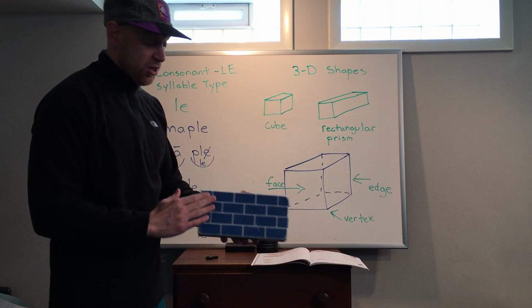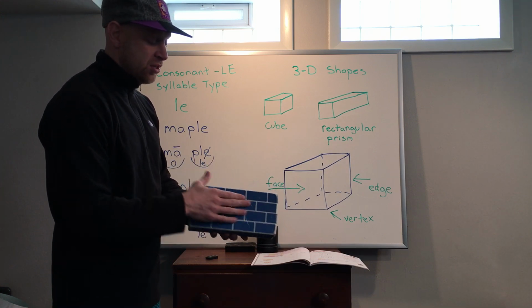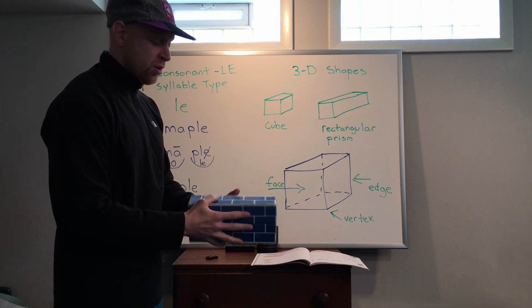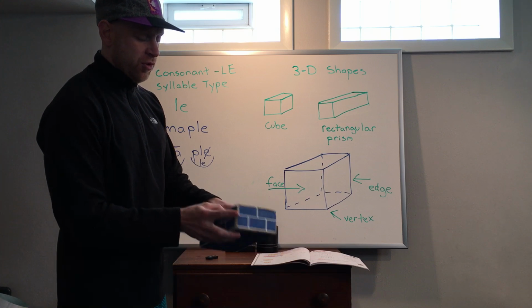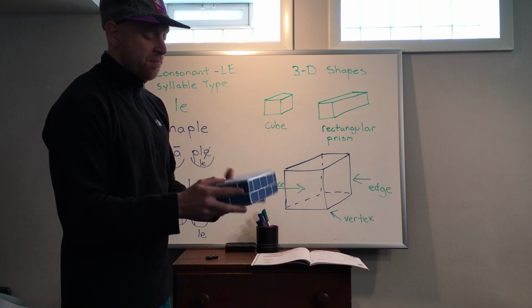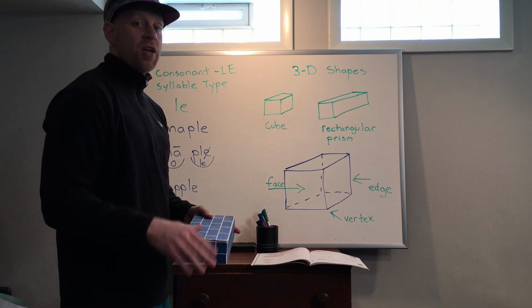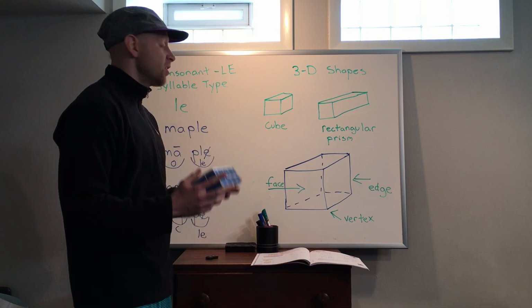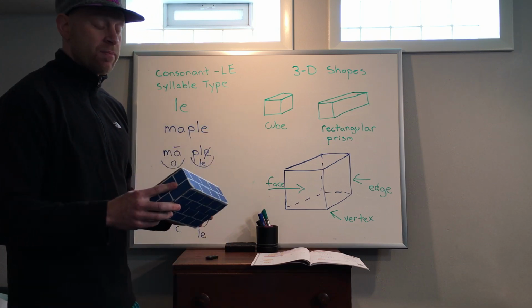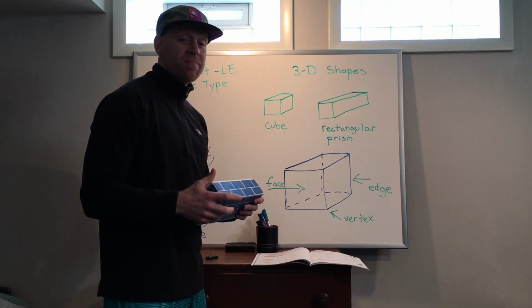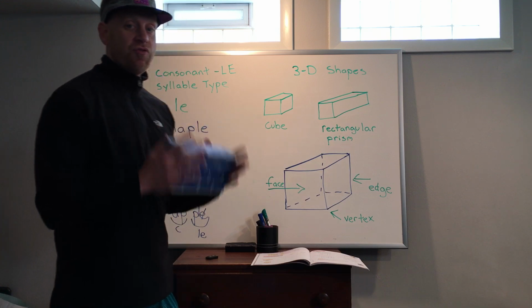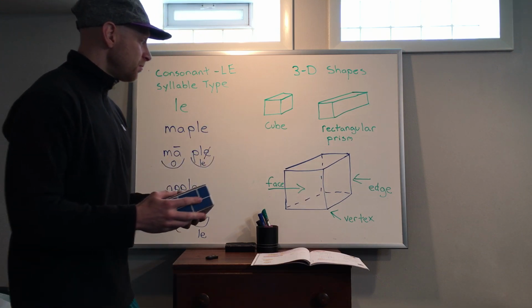So if we count these, we can say there's one big face here, 2, 3, 4, we flip it on the side, 5, and 6. There are 6 faces on a rectangular prism. And if we had a cube, you would find that a cube would have 6 faces as well.